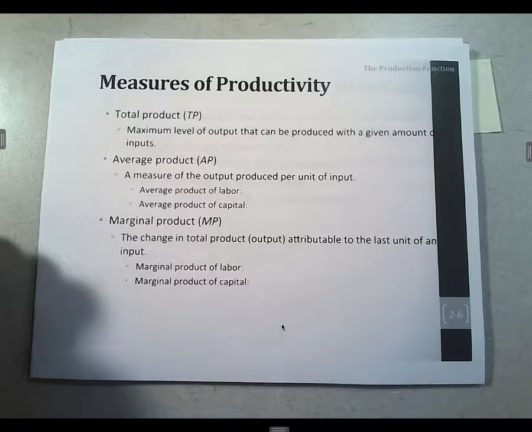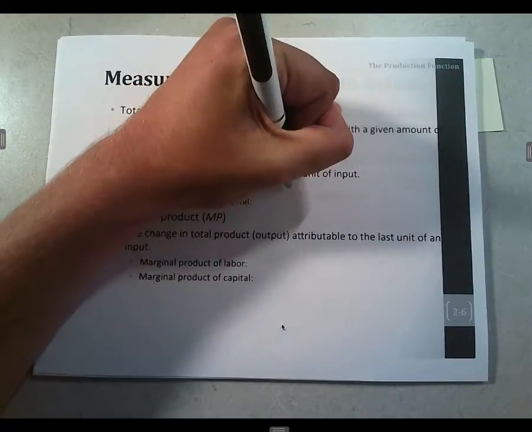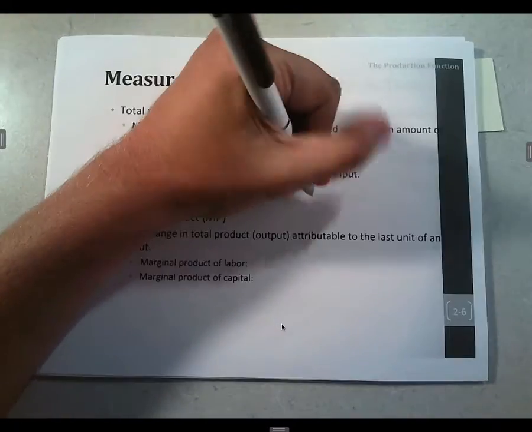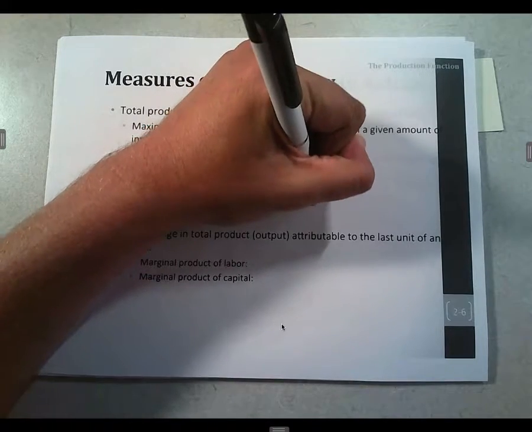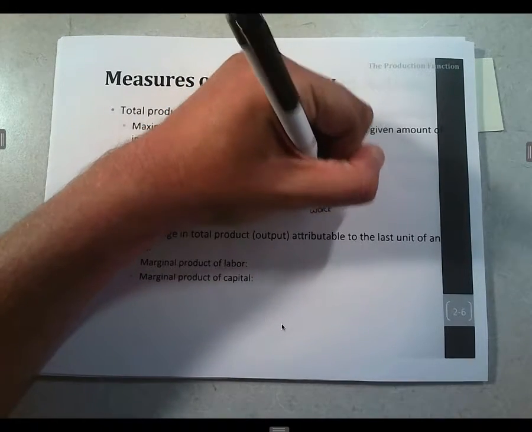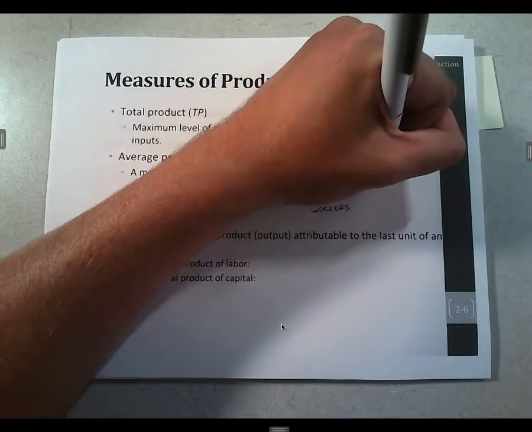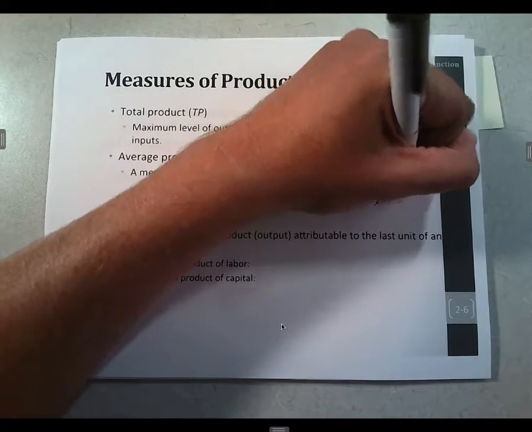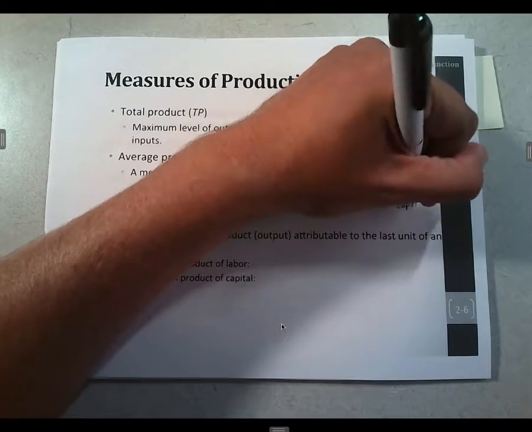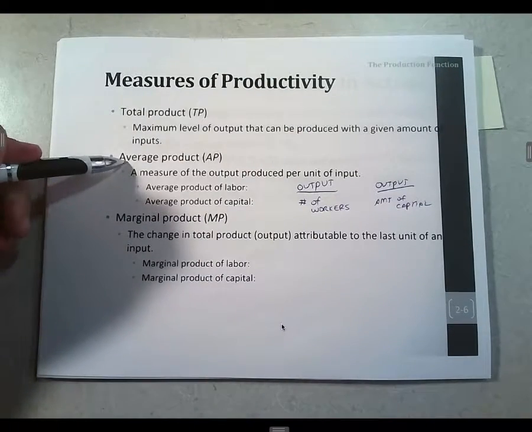Then the other way I could do this would just be to say I could take my total amount of output and I could just divide it by the number of workers. Or I could take my output and divide it by my amount of capital. And I could do these things to get my average product.